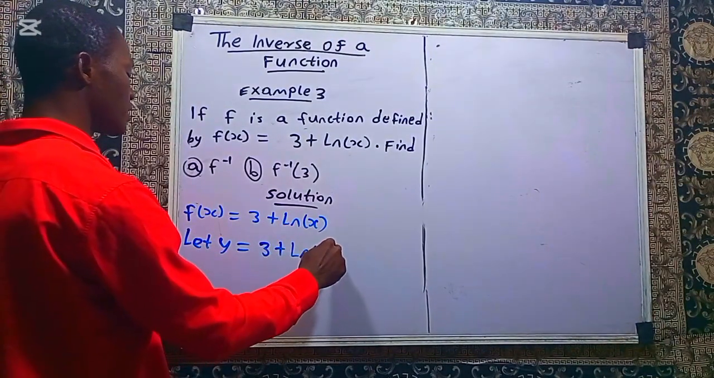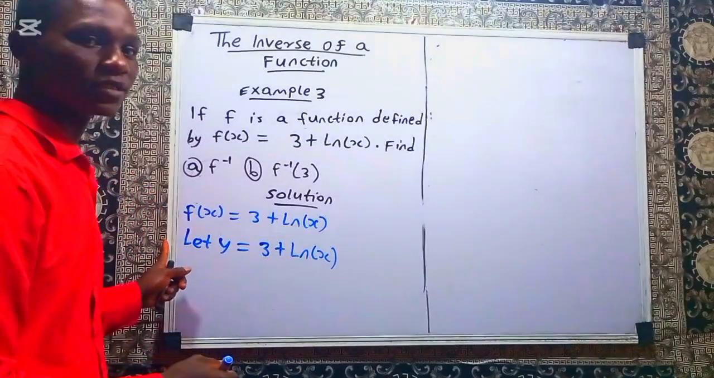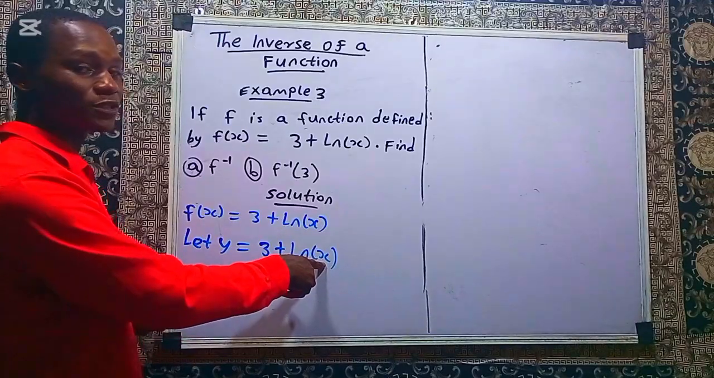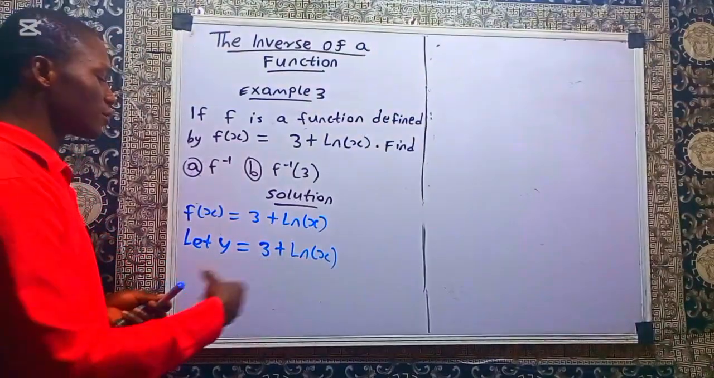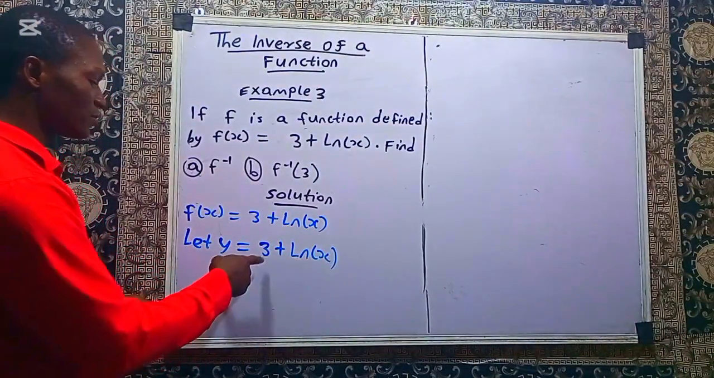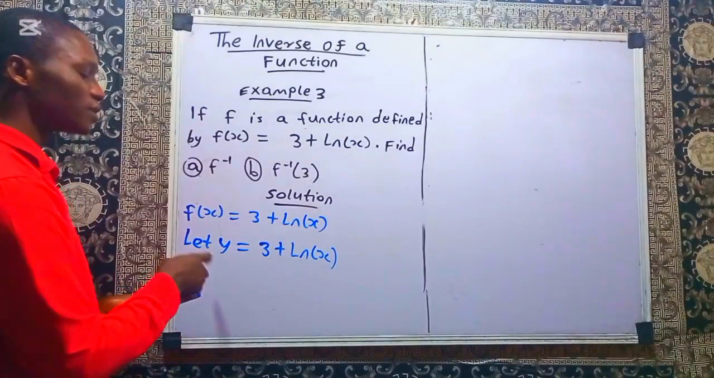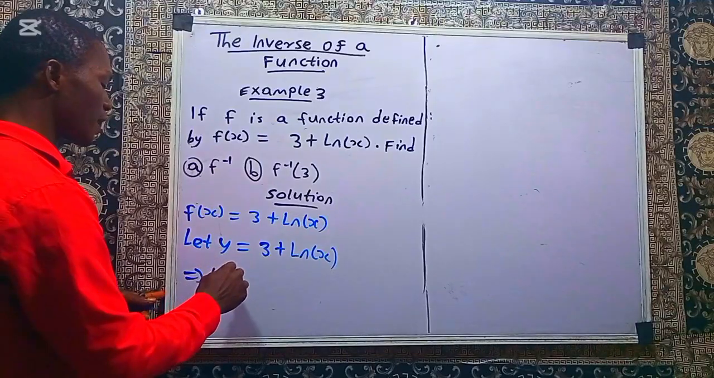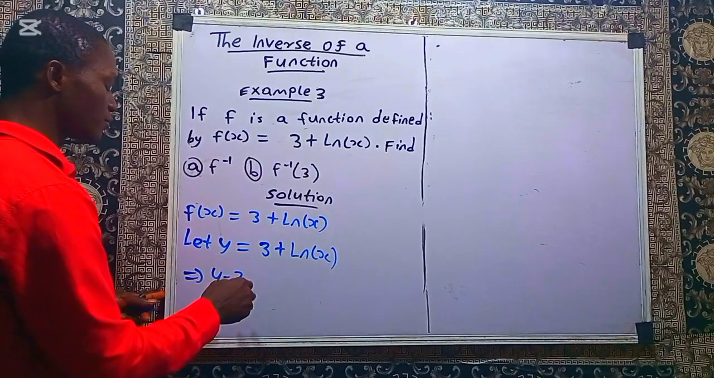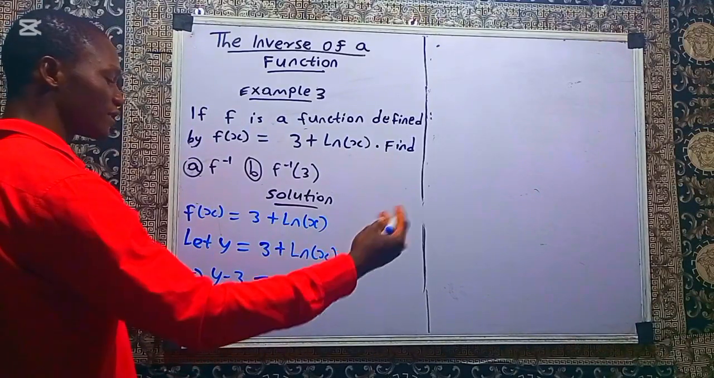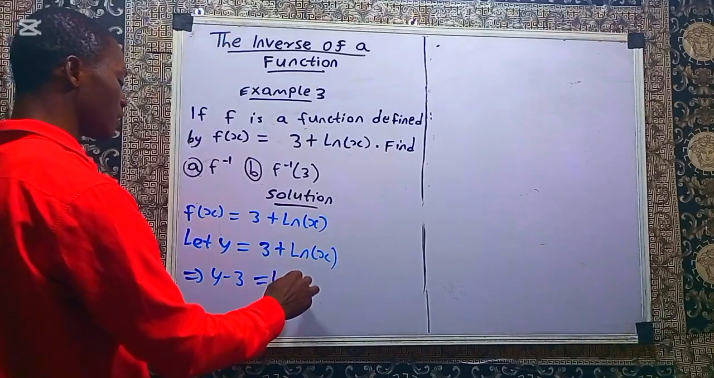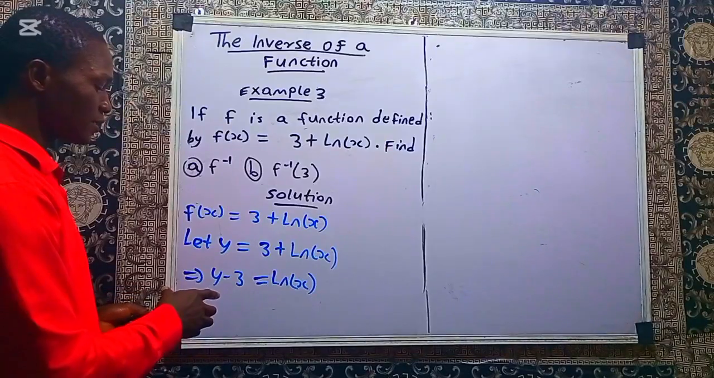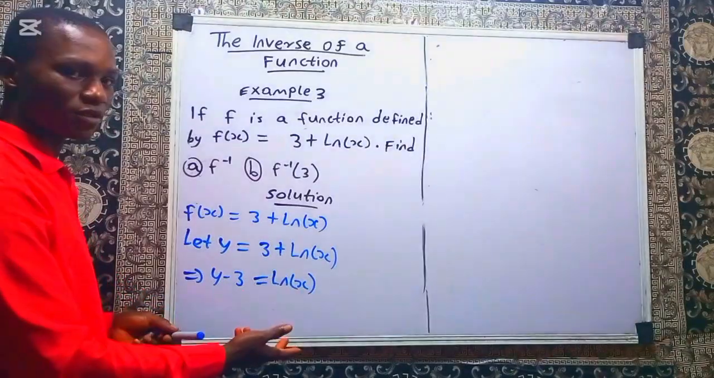So when you have done this, you make this variable x the subject of the formula. So how do you make x the subject? You can move this positive 3 to the left, it will change to negative 3. So you have y minus 3, and what you have at the right side is only ln of x. So the next task here is to make this x the subject.